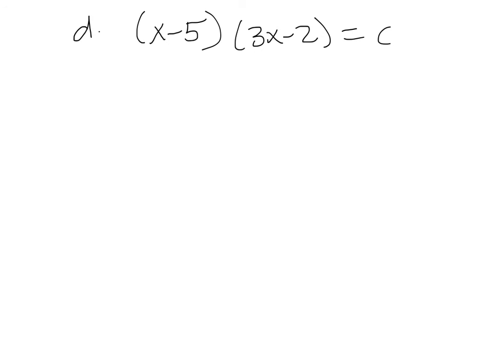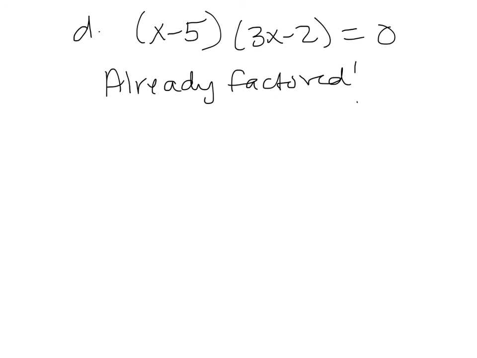Okay, one last one here, part D. Quantity x minus 5 times 3x minus 2 equals 0. So this is an equation that's already in factored form. So resist the urge to multiply, because you're going to make your life a lot harder. It's already factored. We can go right to the zero product property.